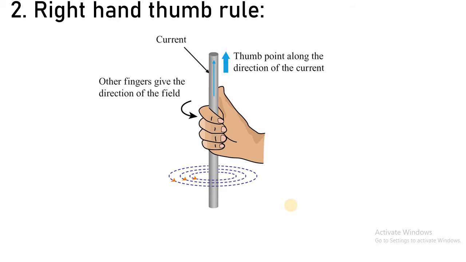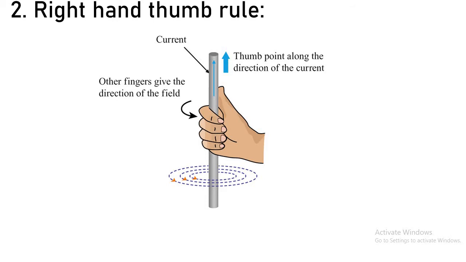So if your current is in downward direction and your fingers are at the back of your hand or back of your palm, then that particular curve of your palm is giving you which direction? Clockwise. It means downward direction of thumb gives you clockwise direction of magnetic field.